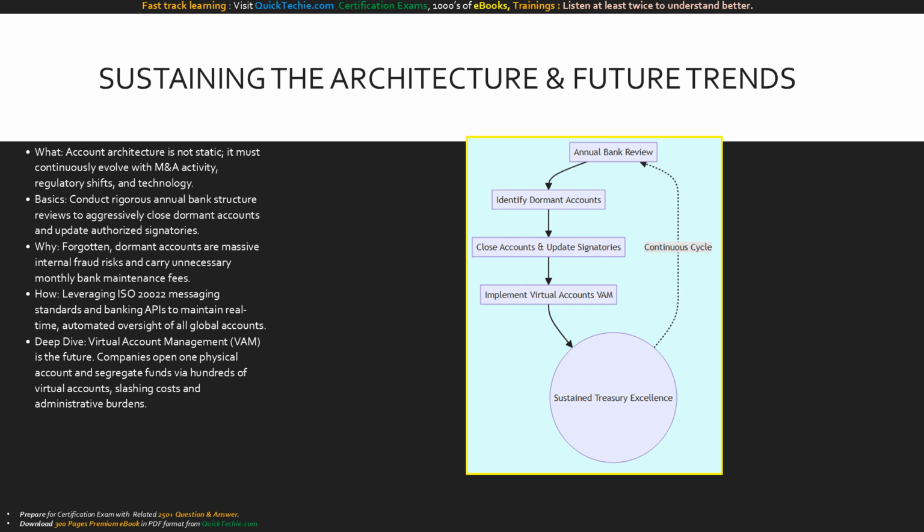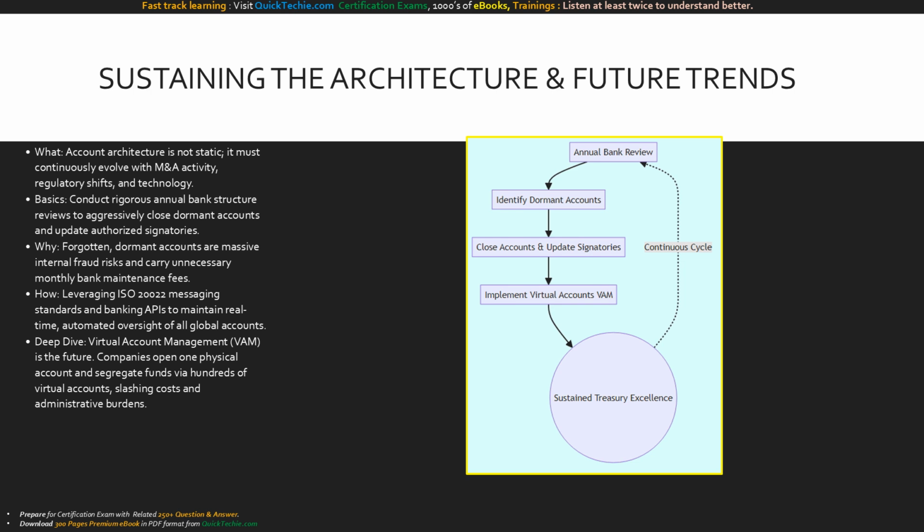The basics require you to conduct rigorous annual bank structure reviews. You must aggressively close dormant accounts and update authorized signatories. Why? Because a forgotten, dormant account is a massive fraud risk and incurs unnecessary monthly fees. How do we future-proof our setup? By leveraging the new ISO 20022 messaging standards and banking APIs for real-time, automated oversight.